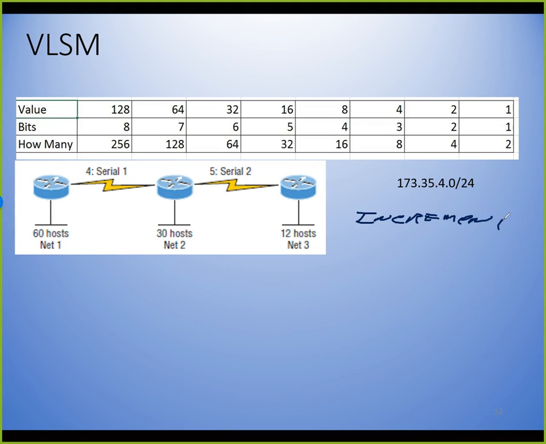And when you do a variable length, you start with the largest, the one with the most hosts in it, and then you work your way down. So this one, 60, we're going to do first, then 30 will be second, and then 12 will be third.